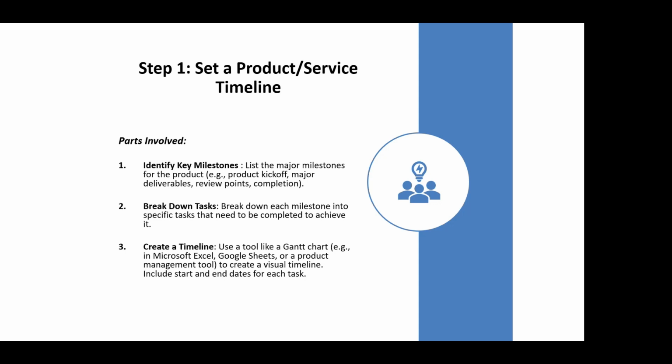We'll talk about breaking down tasks within each milestone. So those tasks are basically what need to be completed in order to achieve the milestone. And then we'll create a timeline. You'll hear me talking about a Gantt chart. If you're unfamiliar with a Gantt chart, you can look it up online, but it's basically a visual representation of what is necessary to achieve your milestones via tasks, assignments, and completions.